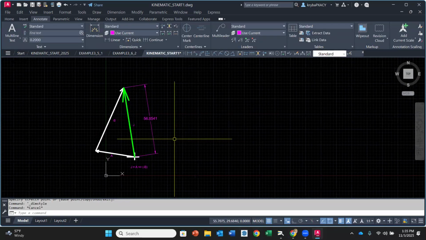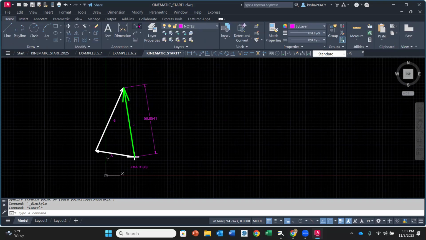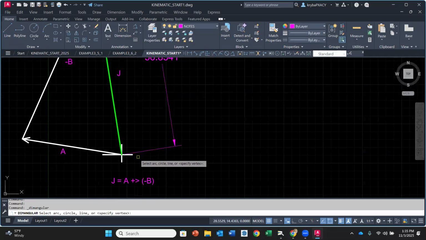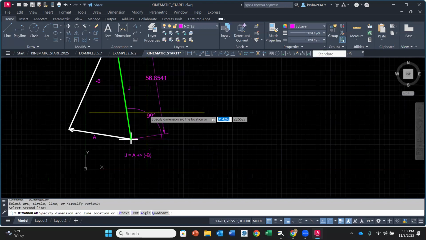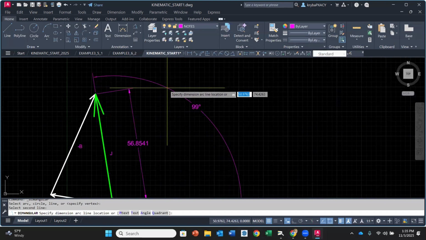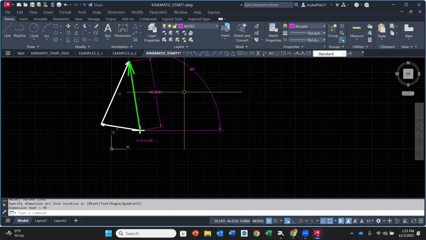So that's how many units? It's 56.8. Yep, and that's what they've got. And then I need to do my angle. So my angle, go back to my home tab. My angle dimension is going to go from the horizontal to the angle. So it looks like it's 99. I'm going to kind of pull it out in a way.